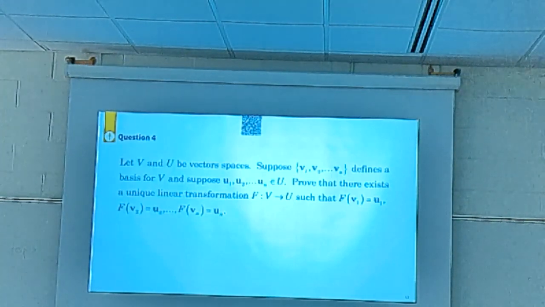Two vector spaces, V and U. The set V1, V2, through Vn defines a basis for V. And we're going to say that U1, U2 through Un are elements in U. We will prove that there exists a unique linear transformation from V into U, such that f of V1 is U1, f of V2 is U2, so on and so forth.